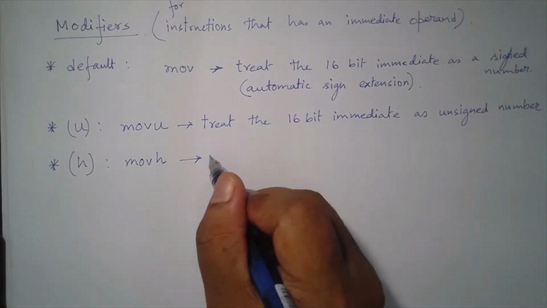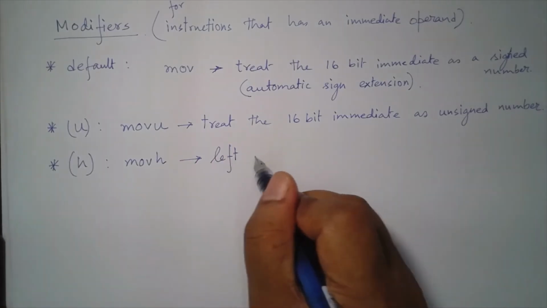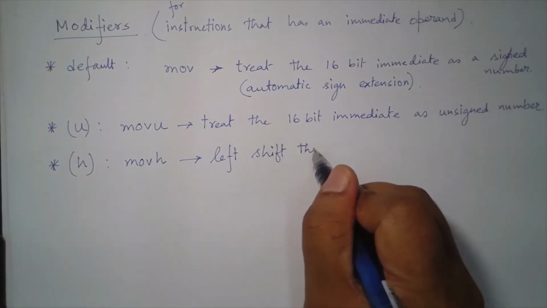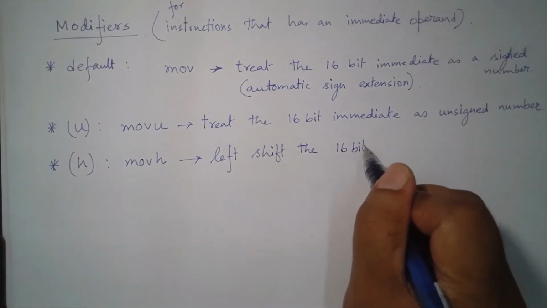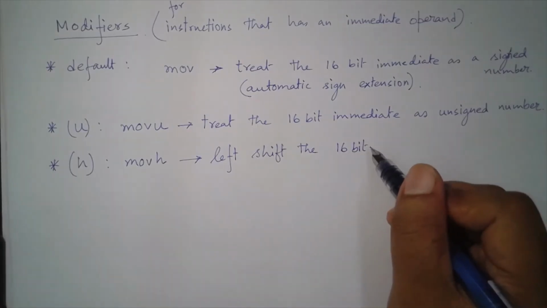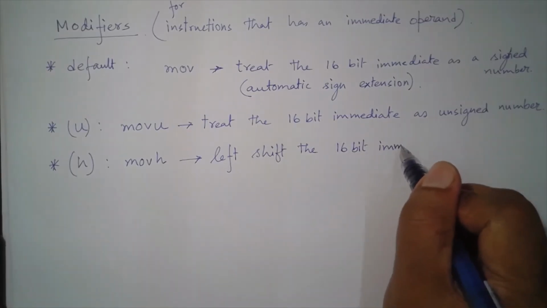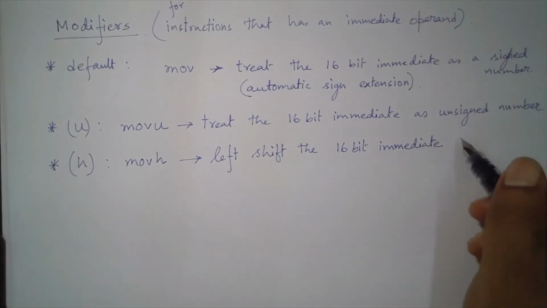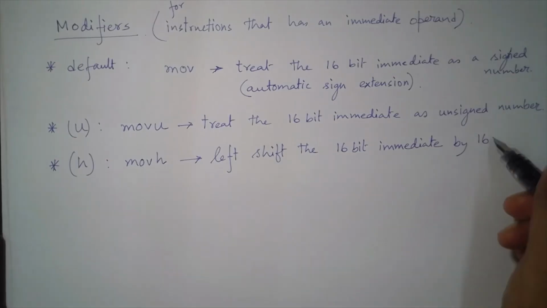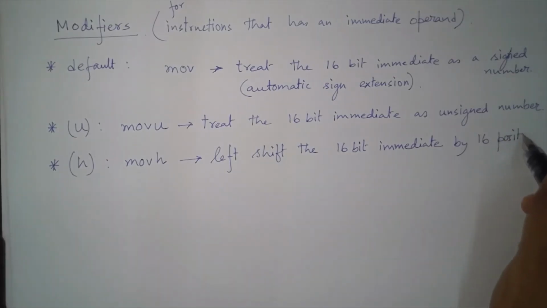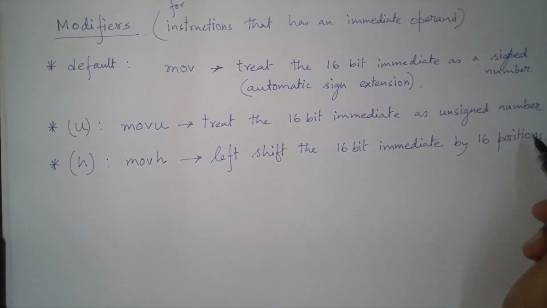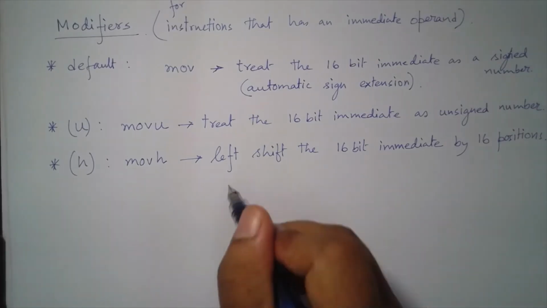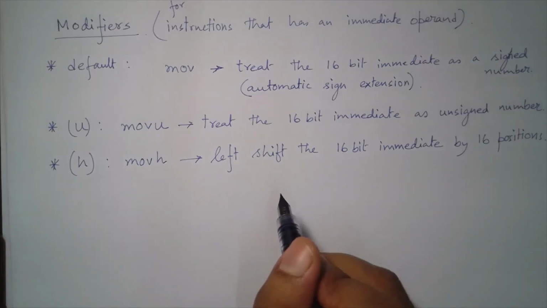So, what it says, left shift the 16-bit immediate by 16 positions. All right. So, we will look into it through an example.